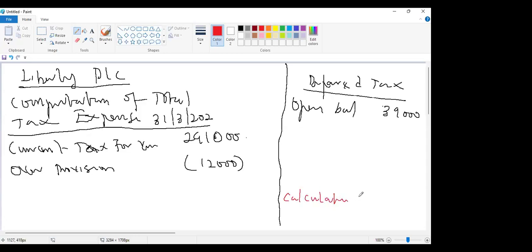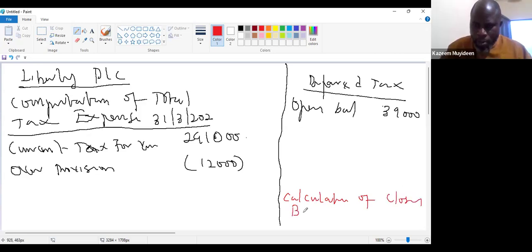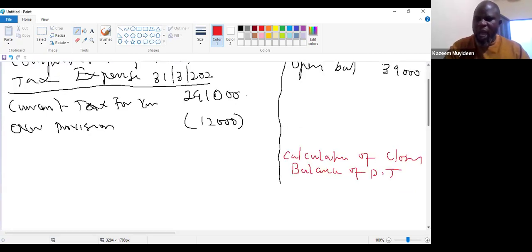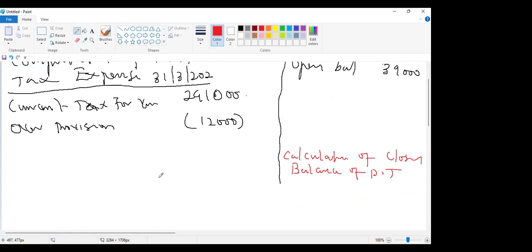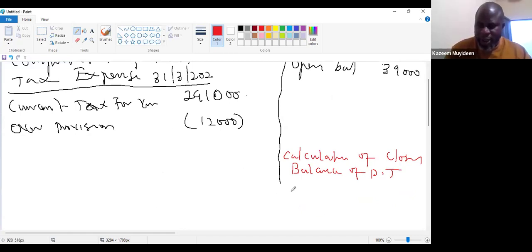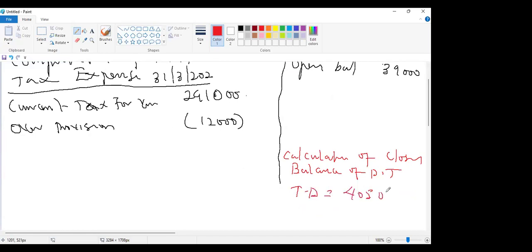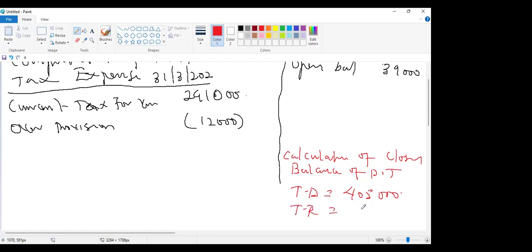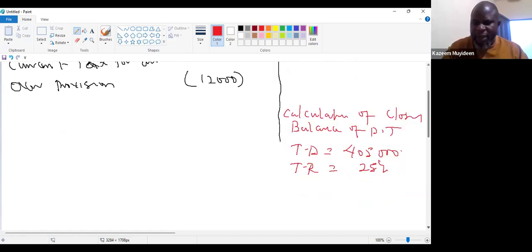Calculation of closing balance of deferred tax. Good. How do I do that? He has said exceed. So he has given me the temporary difference, TD, which is 405. What is the tax rate? The rate of income tax is 25%. He has given me the tax rate of 25%. With this, I can now calculate my deferred tax liability.